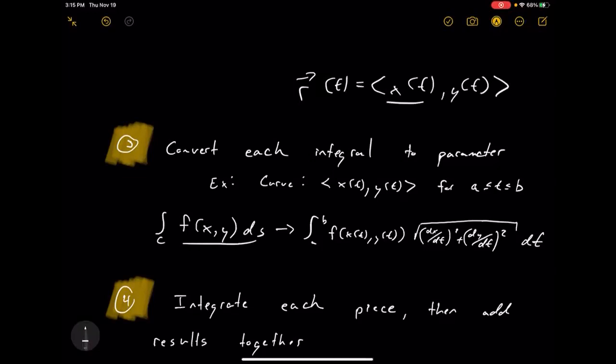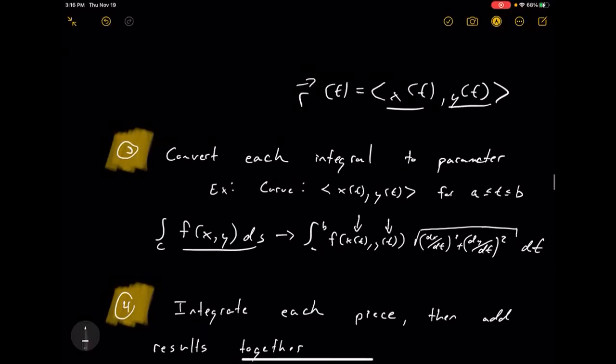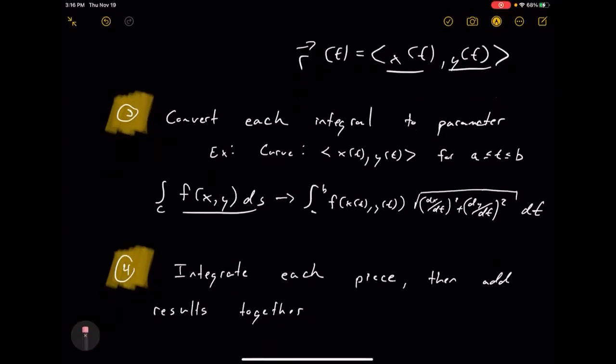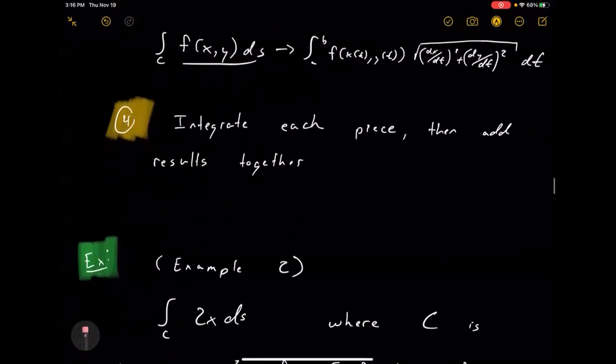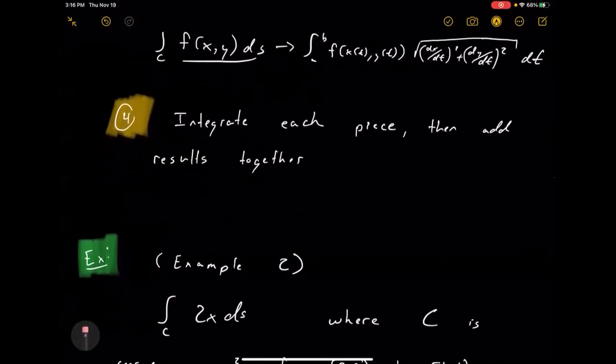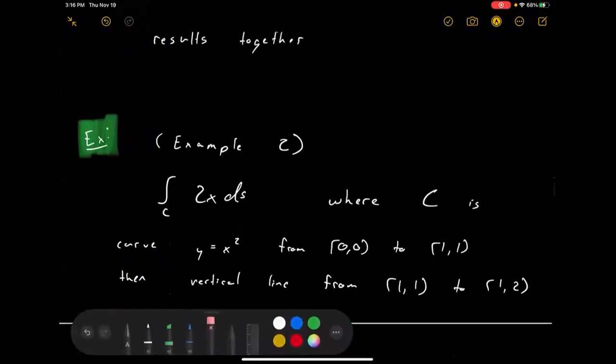Now we plug whatever this x of t is in for our x's in our function. And where this y of t is, we plug that in for our y's in our function. Okay, so our function becomes this. And then we have this term, which is giving us our ds, right? We have the square root of (dx/dt) squared plus (dy/dt) squared, dt. And then we're integrating in terms of t. Okay, so in step 3, we're setting up the integral. Step 4 is just integrating all those pieces and then adding them together. Okay. So let's see a quick example.